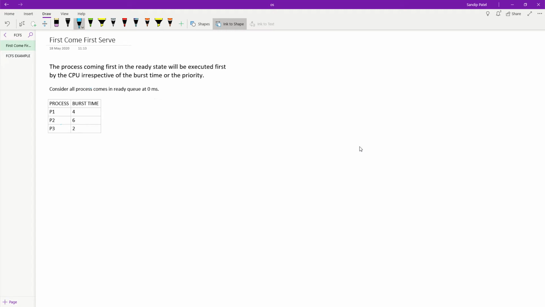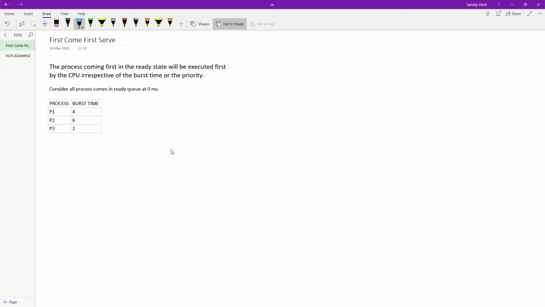Okay, hello. So in this lecture, we will start with the first scheduling algorithm, that is first come first serve. We can also say it as a FCFS algorithm. It is the easiest algorithm of the process scheduling. Now, as the name suggests, the process which comes first into the ready state will be executed first by the CPU, irrespective of the burst time or the priority, right? So from the name itself, you can say how the algorithm will work.